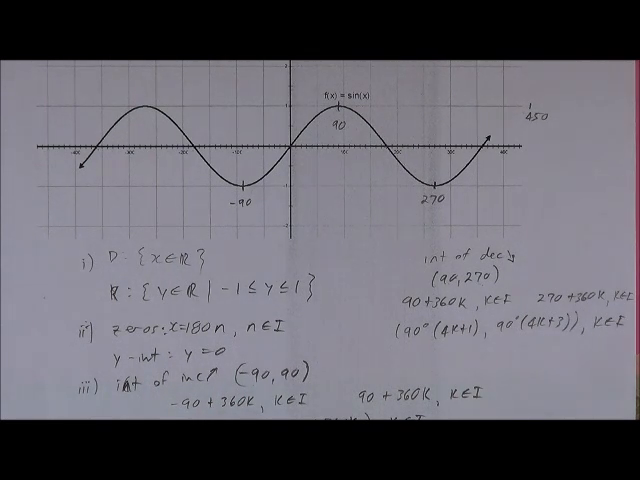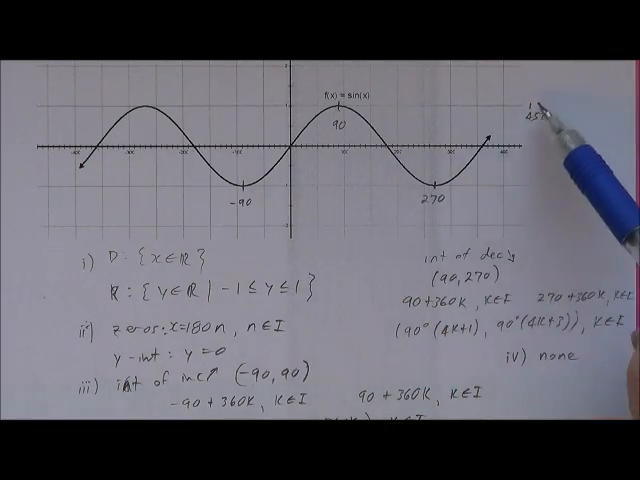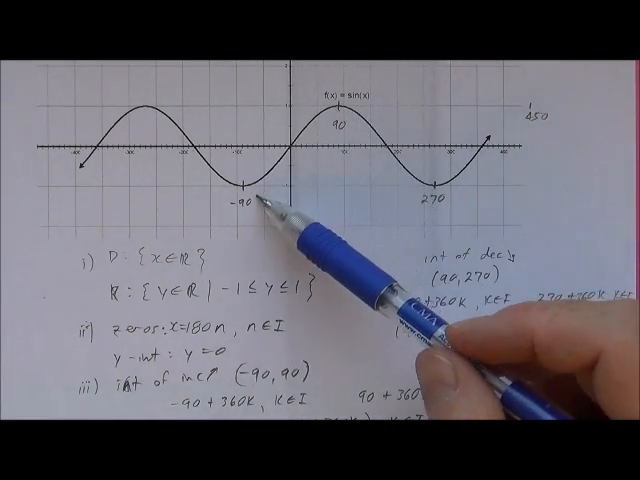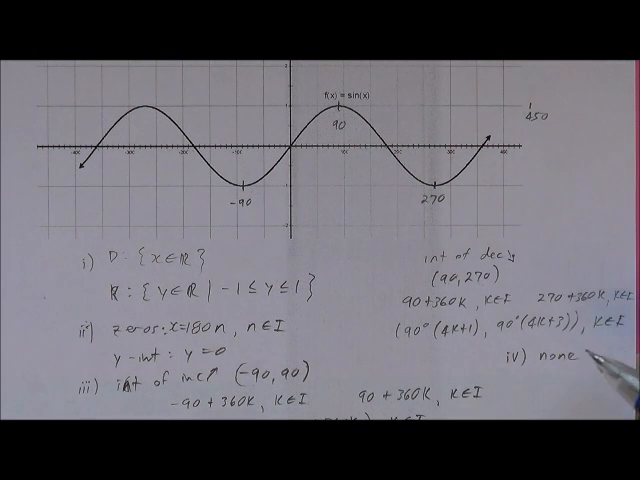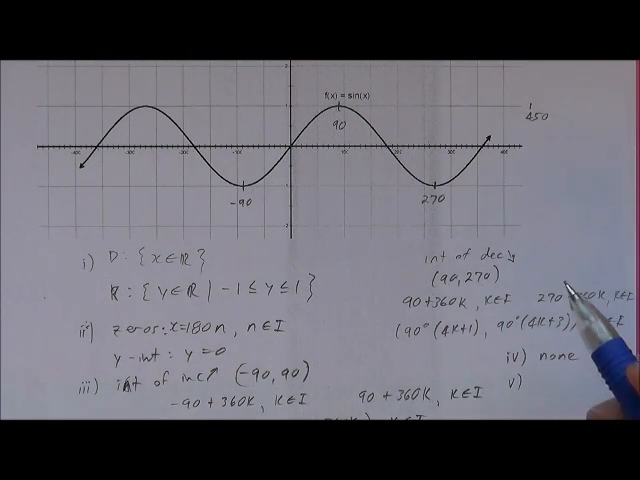And so that's the tough part. The rest of it's a little bit easier. For part 4, discontinuities and asymptotes. Okay, so there are none. Even though it oscillates back and forth between positive 1 and negative 1, it's not actually called a horizontal asymptote. Part 5 is symmetry, even or odd.